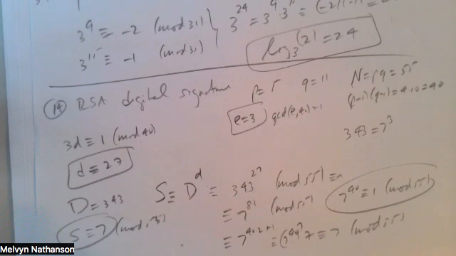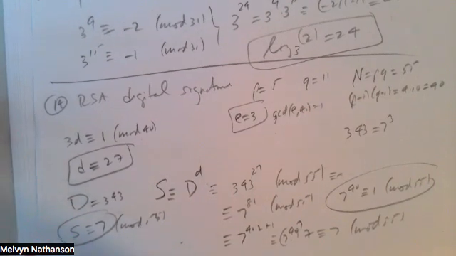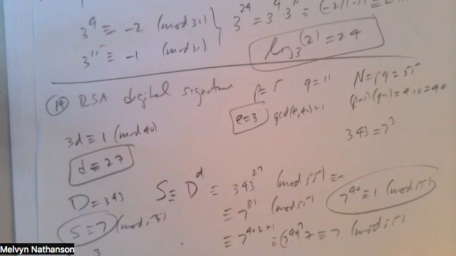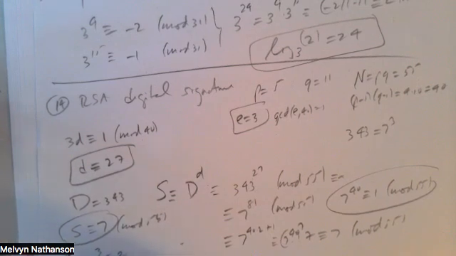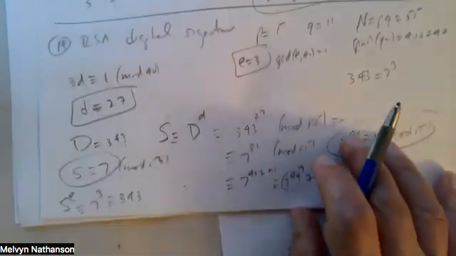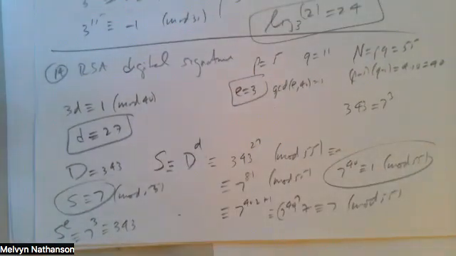And you verify the correctness of the signature by computing S to the E. E is equal to 3. So that's 7 cubed. 7 cubed is 343. So it's exactly the document. Okay, move down the paper. So basically, to verify it, you take S to the E, which is 7 cubed, and then make sure. Right.